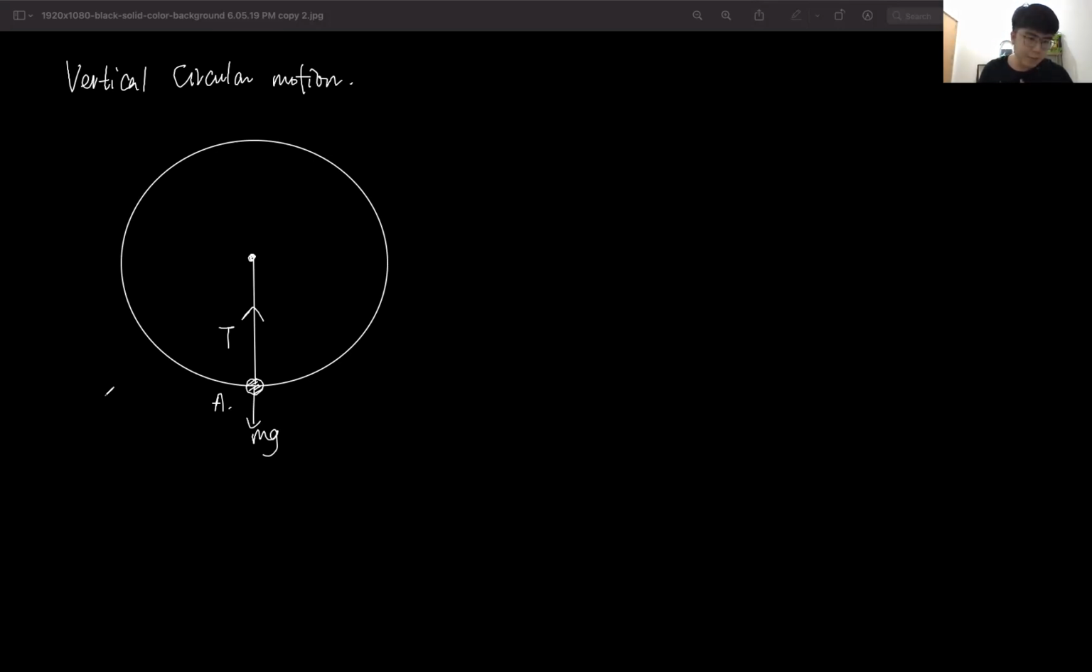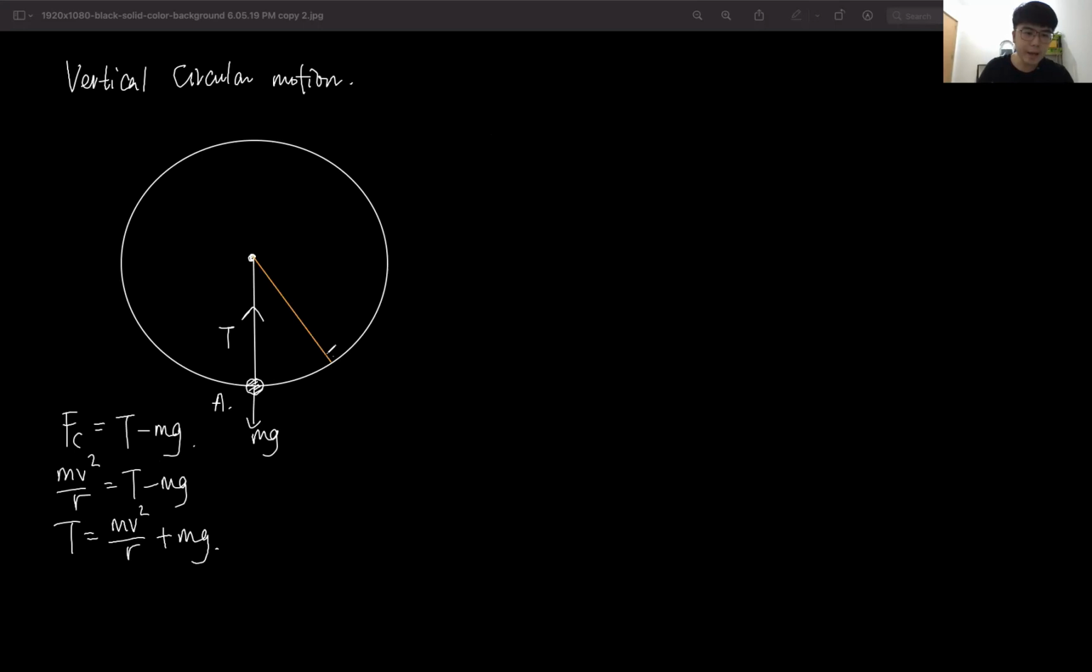The resultant force, that means we take Fc, the centripetal force, equals T minus mg. So you can expand this: mv squared over r equals T minus mg. So we have T equals mv squared over r plus mg at this bottommost point here. Then we pick somewhere here.